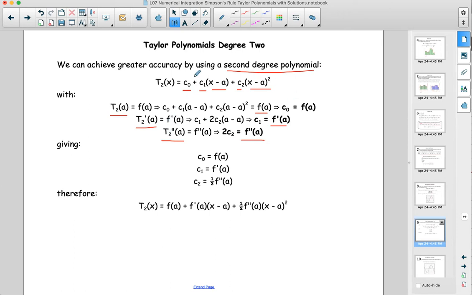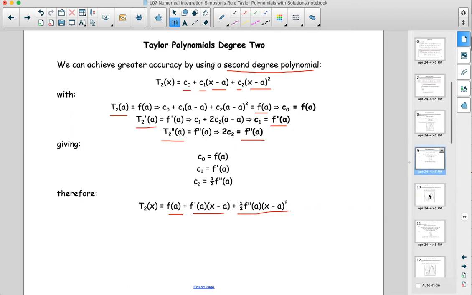And when we take the second derivative, this will go, and this will go. And then we're going to get 2 times C2 times the derivative of x, which is 1. So we're going to get 2 times C2 is f double prime at a, which of course means that C2 needs to be 1/2 f double prime at a. So the second order Taylor polynomial is now going to be f at a, plus f prime at a times x minus a, plus 1/2 f double prime at a times x minus a, all squared.